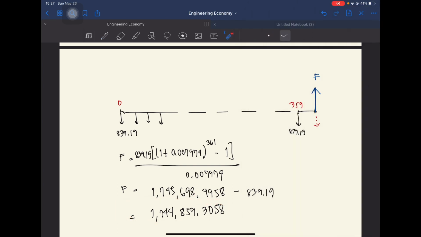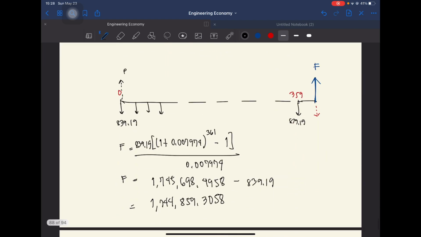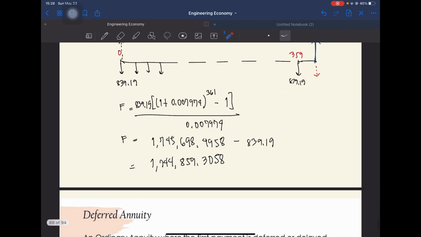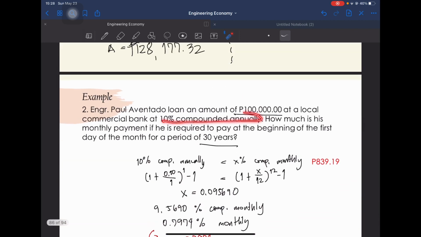Okay? Okay? So, how can we check kung tama ba yung sagot natin sa future worth? Actually, pinaglalaroan ko na lang dito yung cash flow diagram. Di ba ang present worth natin is, ano yung present worth natin? Ano yan, 100,000. 100K. Tingnan natin kung kapag dinala natin yung 100K 30 years in the future, ang magiging F niya is itong 1.74 million. Let's just use the formula na original, yung 10% compounded annually.